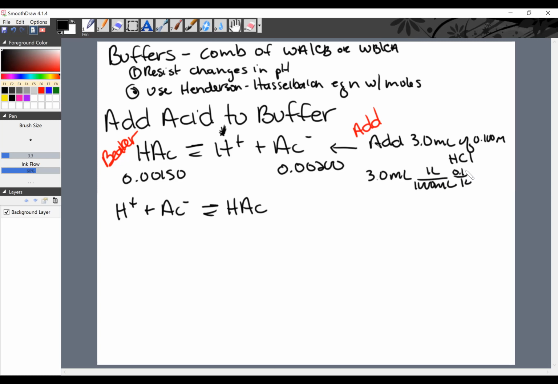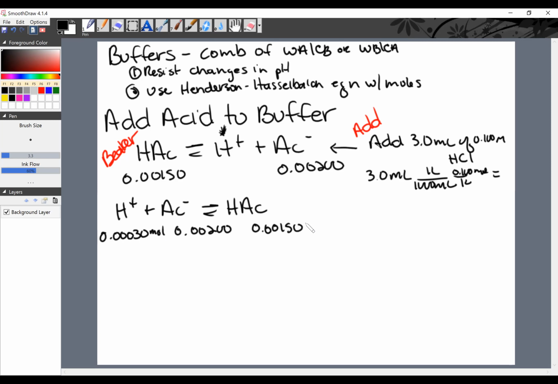And so I'm going to convert this into moles, and I get 0.0003. Let me double check that on my calculator. 3 zeros and a 3. Yep. So that's how much I added. I originally had 0.00200 moles of acetate, and I originally had 0.00150 moles of the acetic acid.